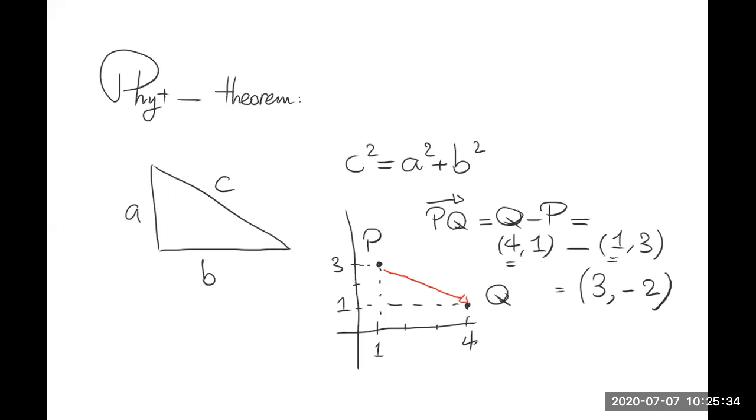Note that when I'm subtracting P from Q, I subtract the first component from the first component, 4 minus 1, and the second component from the second component. So we say the algebra here is component-wise. If we add or subtract, we add the first component to the first component, or subtract the first component from the first component, and the second component from the second component.